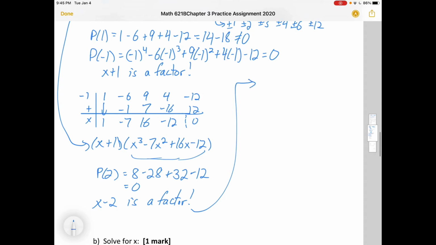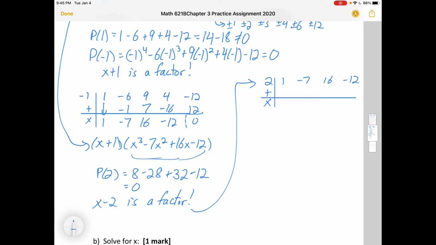Yeah, okay. And we just do the same thing. We're going to put a 2 here, because that was the number. The binomial was x minus 2. And we have coefficients of 1, negative 7, 16, and negative 12.